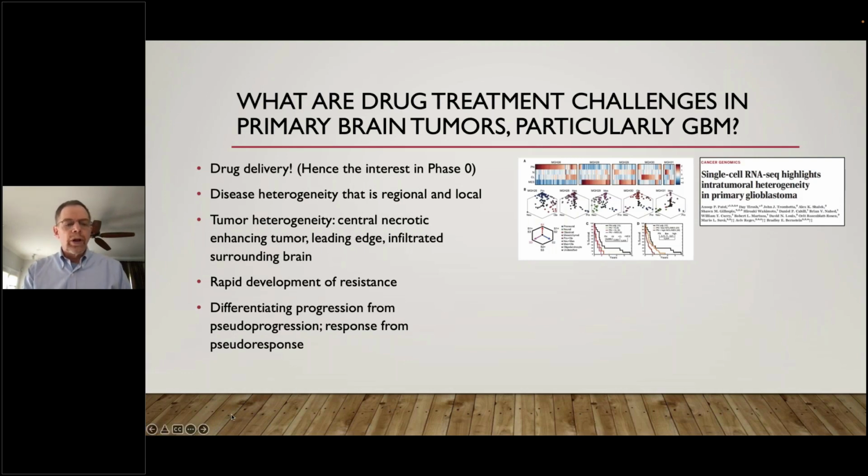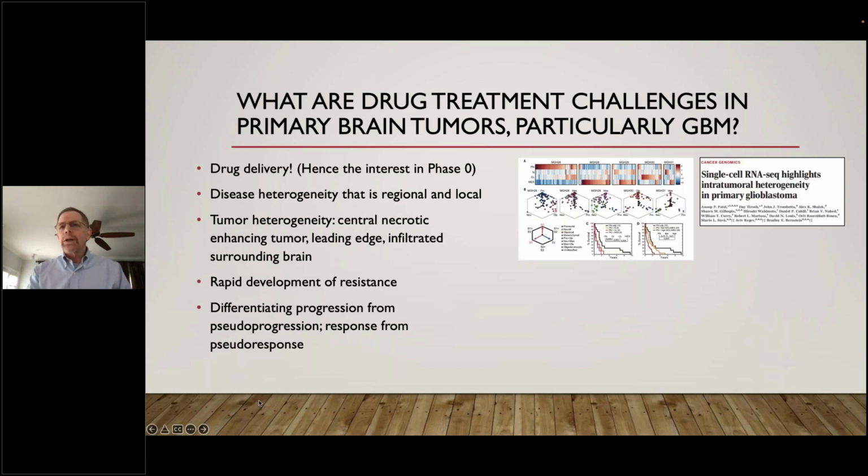Of course, the tumor itself is heterogeneous. When you just look at it, there's a central necrotic region, the leading edge, which can be different, and infiltrating tumor in the surrounding brain, which turns out to be one of our biggest challenges in treatment. And of course, these tumors can become resistant to our therapies quite quickly.